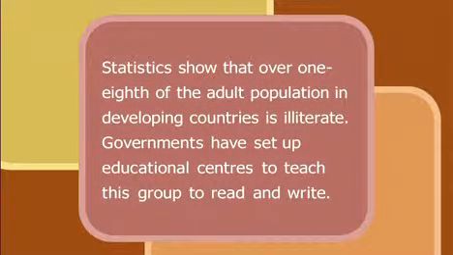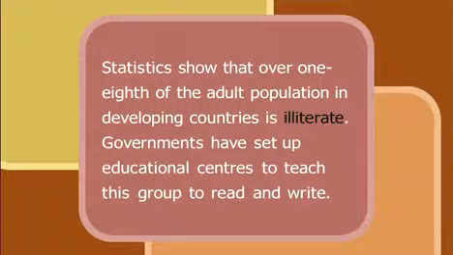Here's a quick test to try out your skills. Can you guess the meaning of the highlighted words from the context? Statistics show that over 1/8 of the adult population in developing countries is illiterate. Governments have set up educational centres to teach this group to read and write. What does illiterate mean? We know that it's an educational matter related to teaching people to read and write, and that it's a large problem in developing countries. Illiterate would mean not able to read or write.